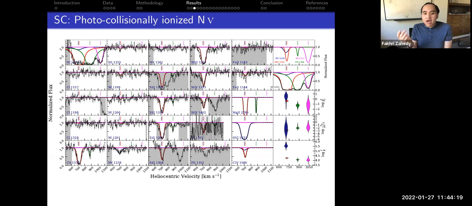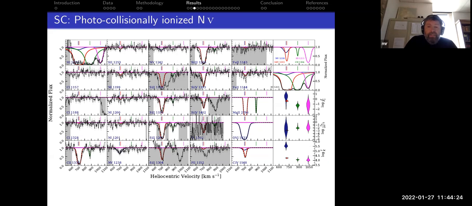Sure. Okay, Michael has a question. Yeah, thank you. Very interesting presentation and paper. My question was, you have iron in some of these cases, Fe II 1143. Can you do the alpha over iron ratio for some of these absorbers?